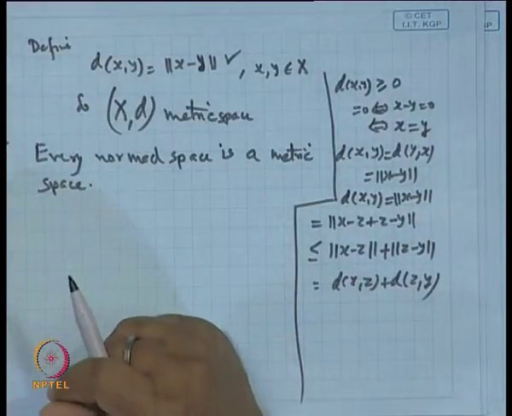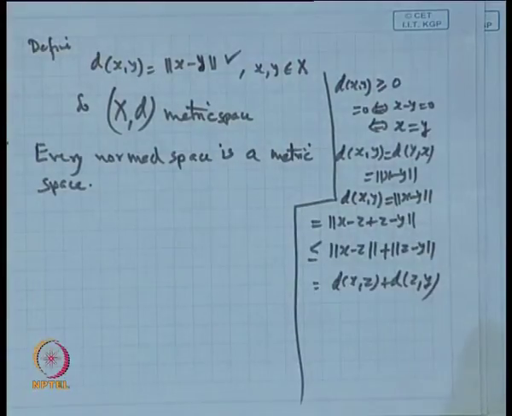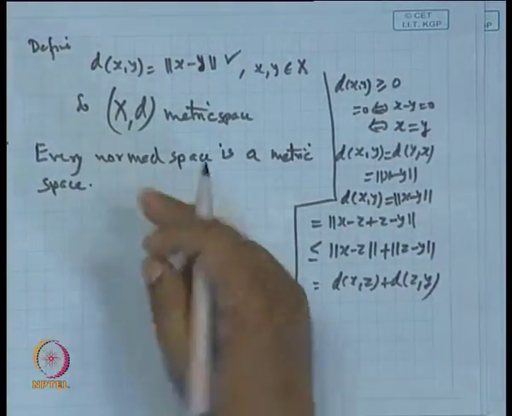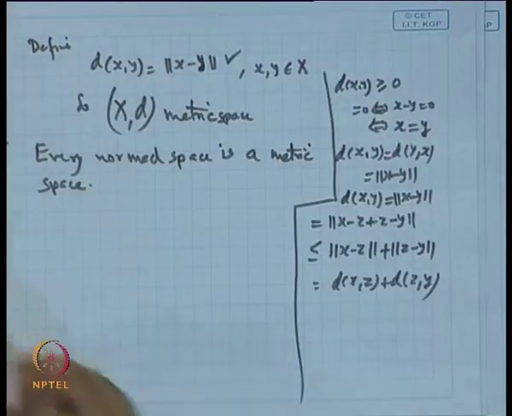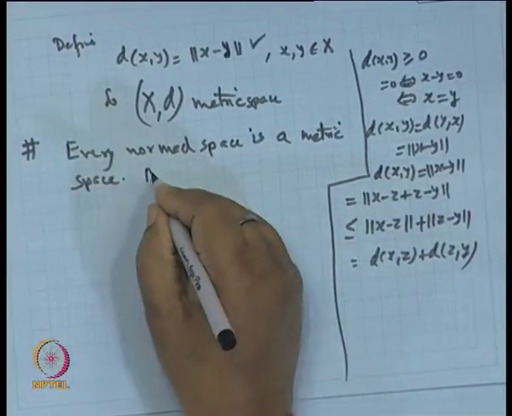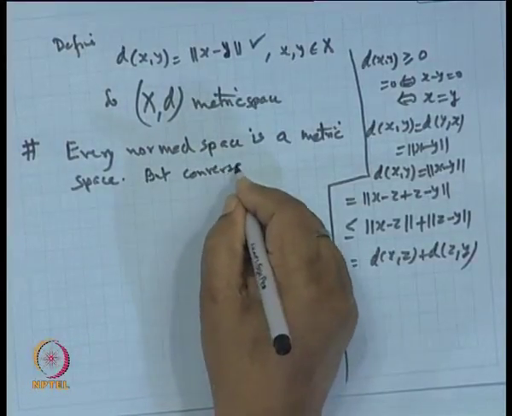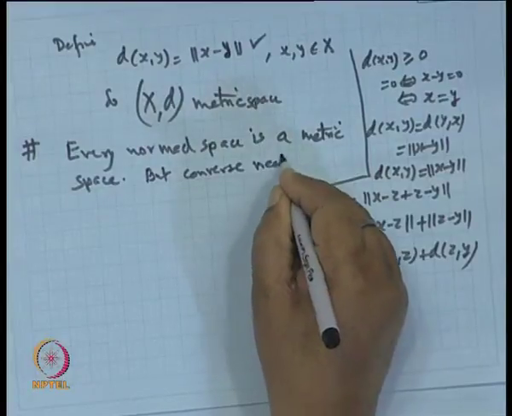Every norm space is a metric space. Clear? Because whenever you take a norm, it can be converted into a metric. But the converse need not be true.